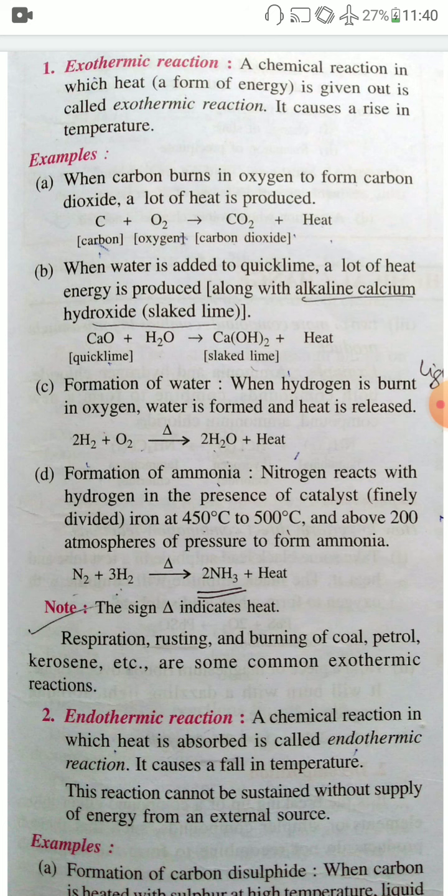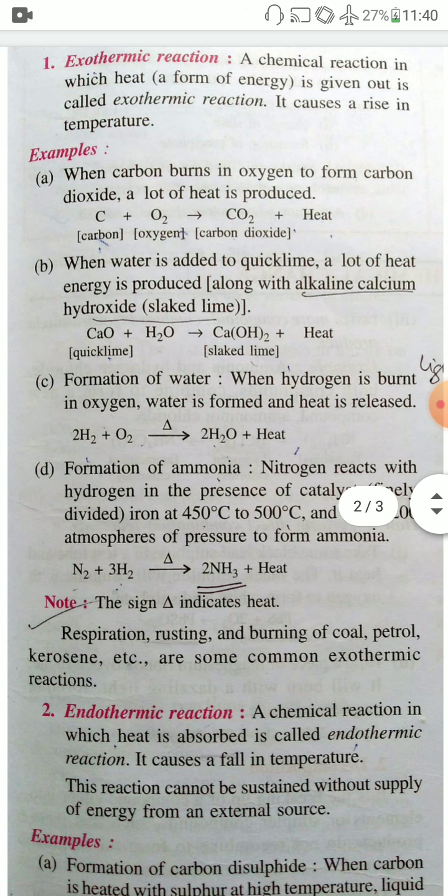Third example, formation of water. When hydrogen is burned in oxygen, water is formed and heat is released. So this reaction is exothermic. The reaction is H2 plus O2 gives H2O. You have to put some balancing coefficients to balance the equation. So 2H2 plus O2 gives 2H2O plus heat. So this is an exothermic reaction.